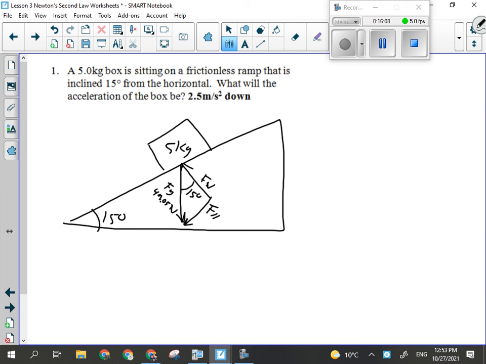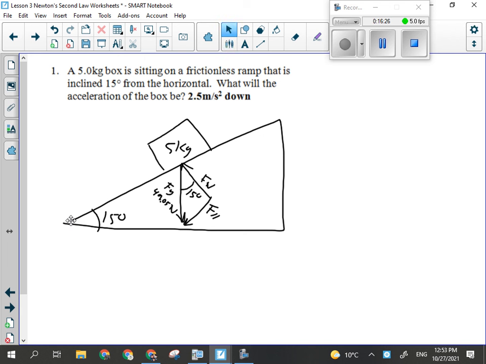It might help to draw normal force first. So draw a line perpendicular to the surface underneath it. Then draw a line off the head of that vertical that's a little longer, and then connect the two. And you always get the triangle right.